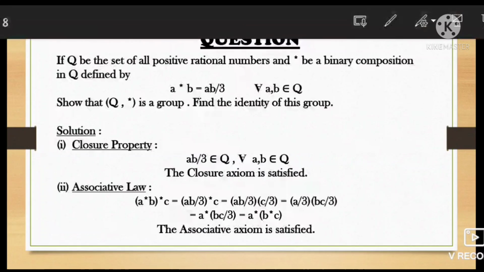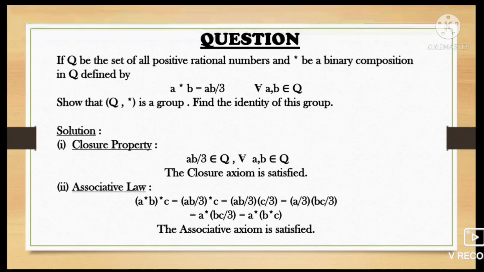So in the question we had to show that Q, star is a group, and we had to find the identity. So both the things we have done.